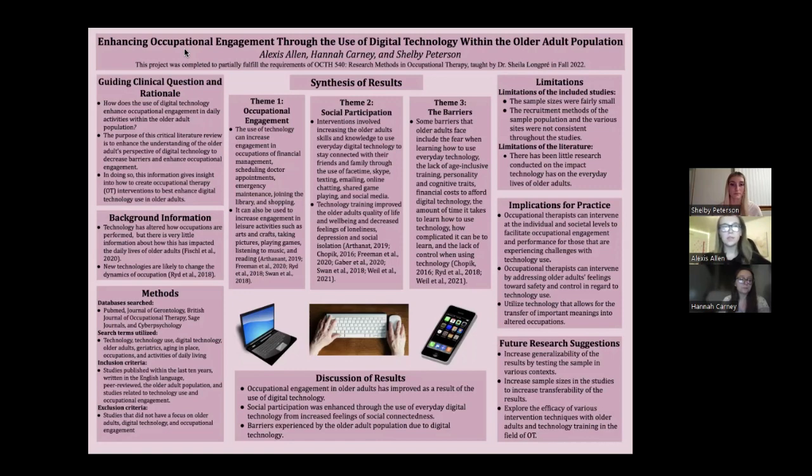So we found three key themes through the review of the articles' results, which include occupational engagement, social participation, and identified barriers. The first theme was that through digital technology use in older adults, occupational engagement was improved. Financial management, emergency maintenance, joining the library, scheduling doctor's appointments, shopping, and various leisure activities were identified as increasing participation due to digital technology use in older adults. As for the second theme, social participation, it was seen that interventions that focused on enhancing older adults' skills and knowledge of digital technology promoted social participation and increased feelings of social connectedness in older adults.